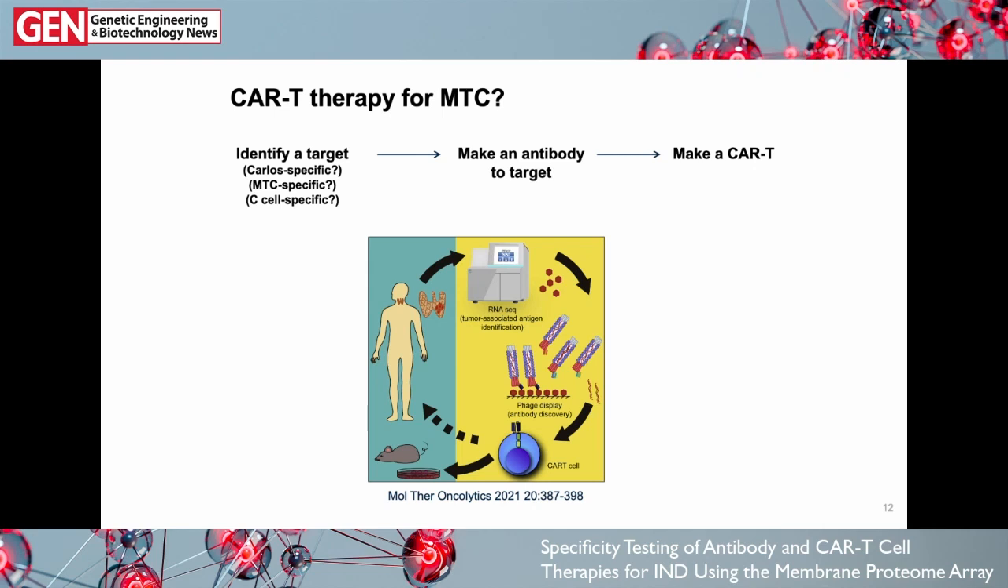The overall experimental approach is depicted in a cartoon here that was eventually published a couple of years ago. It starts off with the identification of a potential target using RNA-seq, making antibodies using phage display against the target, using those antibody fragments to make a CAR-T cell, testing the CAR-T cell in vitro, then in an animal model, and then hopefully in Carlos.